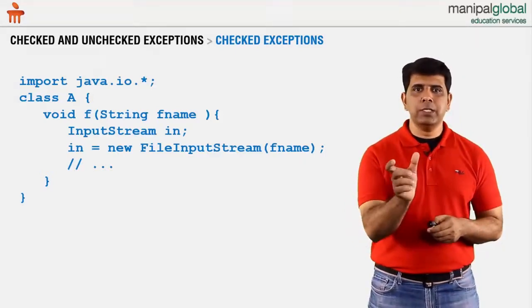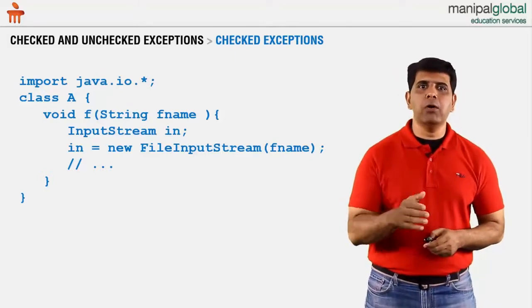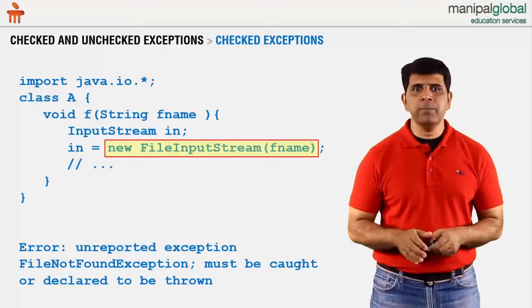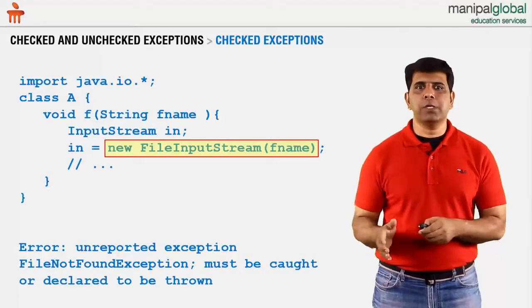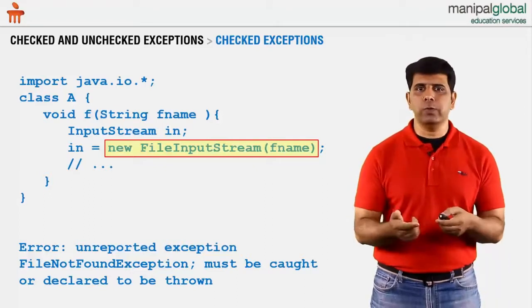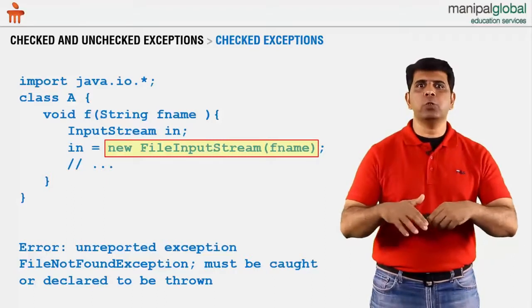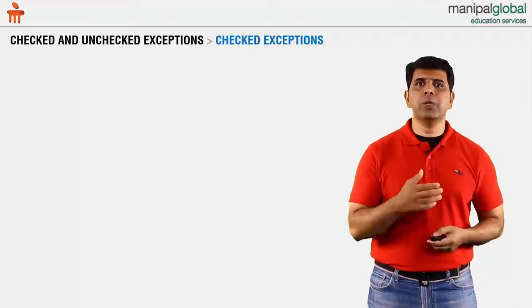Compiler sees, is this a potential for checked exception? And the answer is yes. And now the compiler will result in an error. It says unreported exception FileNotFoundException must be caught or declared to be thrown. Now note that there are two choices. Either you need to catch this or you need to throw it away. Let's see both of them.